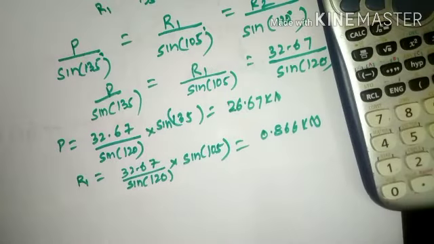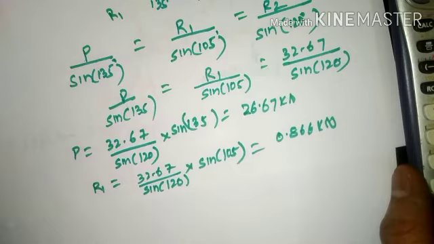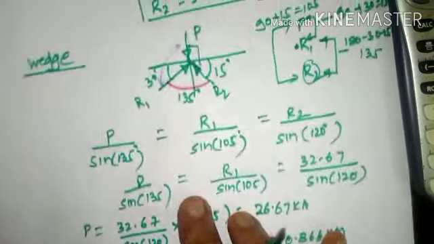So this is how we are supposed to solve the value of force P required to be applied on the wedge, which is used to displace a block of 100 kilonewton, and the force P required is 26.67 kilonewton.